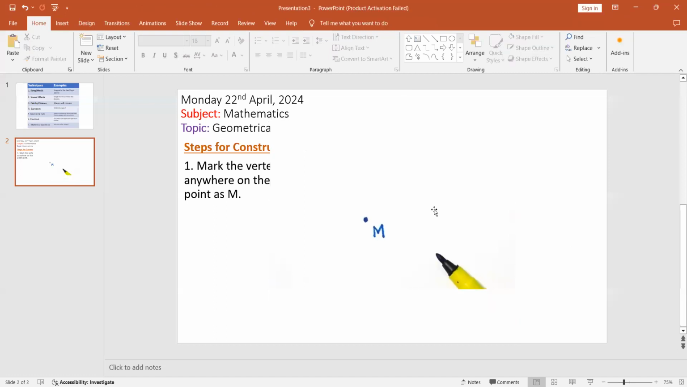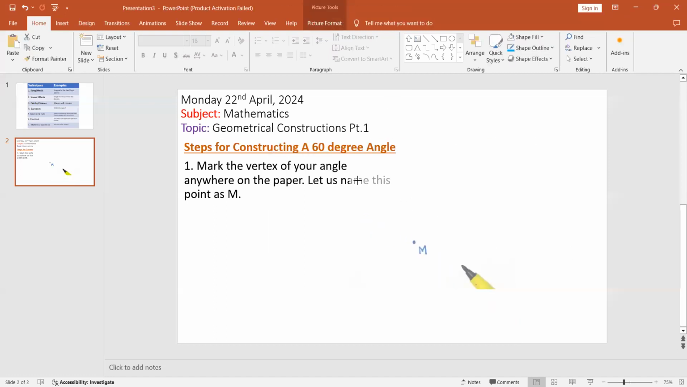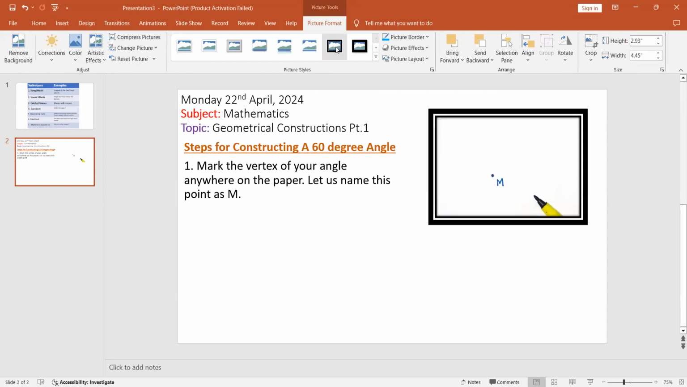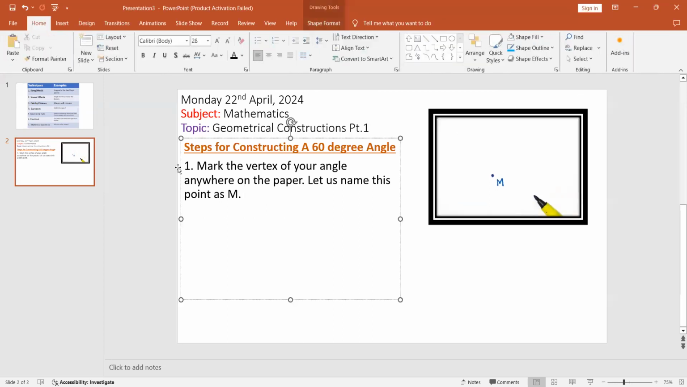All right, good. So that's the first one. So we want to mark the vertex M on our paper. So that's the first step, right? Once you already mark M, anywhere on your paper, you put M, that's going to be your vertex.